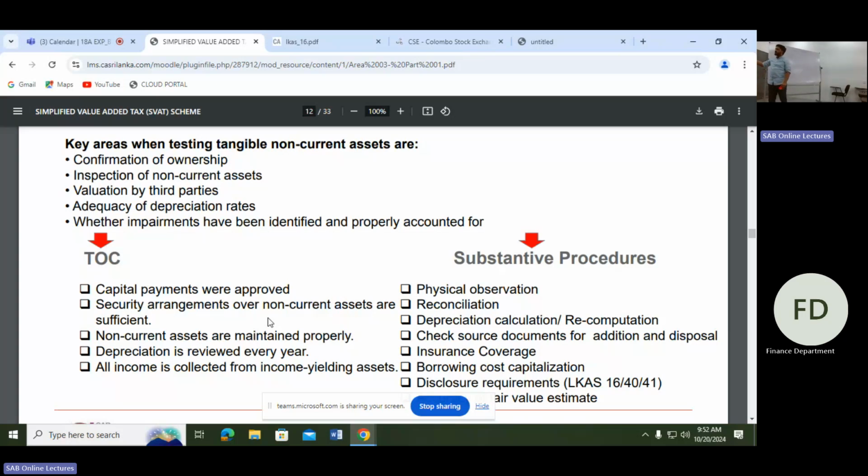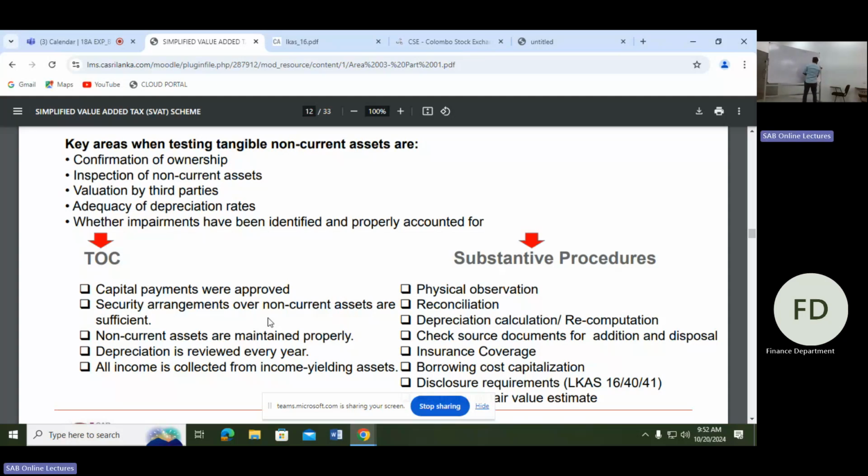So my request is, for non-current tangible assets, basically it depends on the company nature. The judgment depends on the company nature. Let's say if there is a service company, what is the name of here?